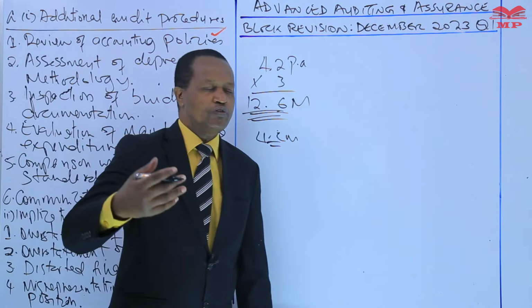The audit report, number 2, may also include a section discussing the basis for qualification or adverse opinion. There would be an additional paragraph. The audit report would contain a section. You understand?